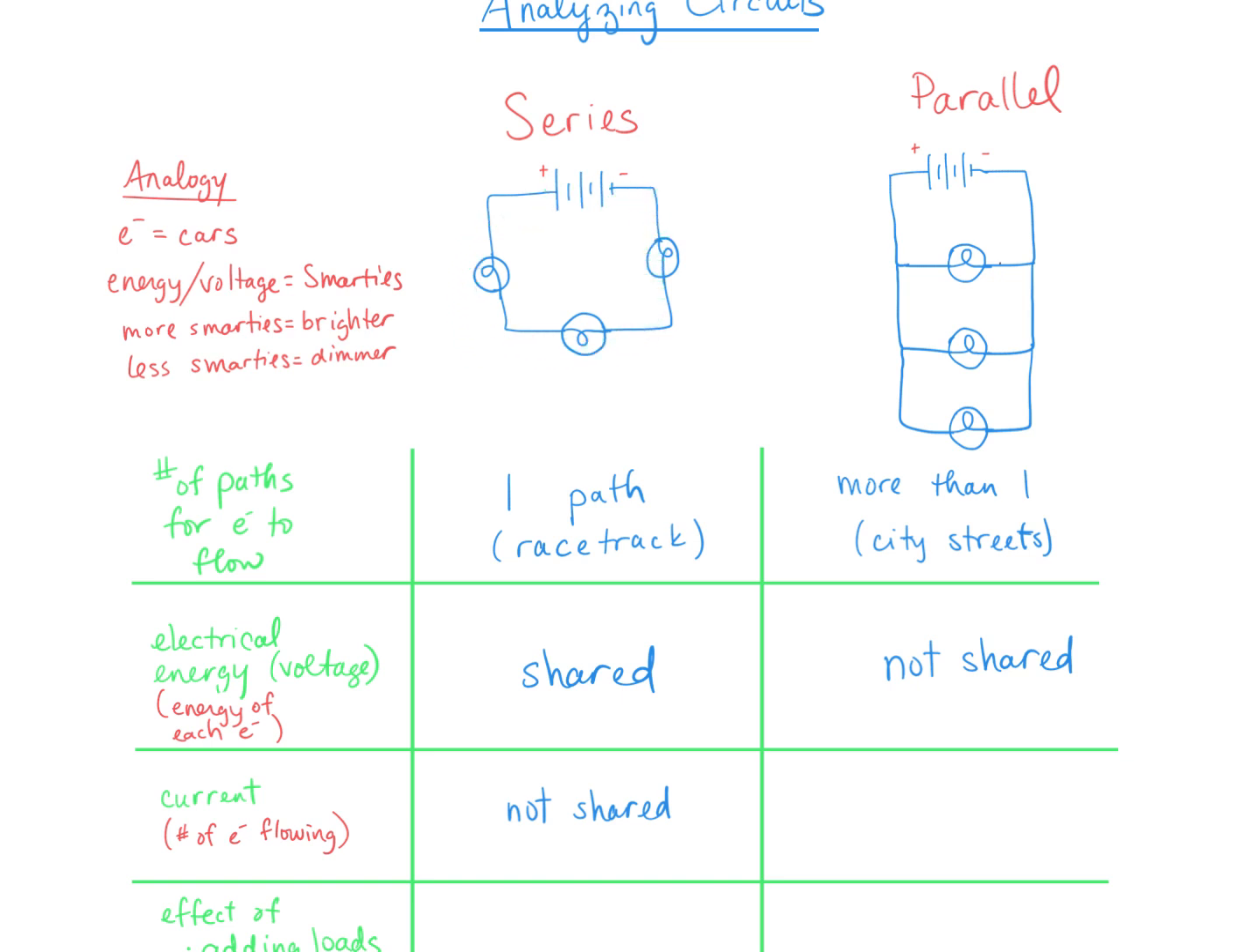Whereas in the parallel circuit, now think of the cars leaving here. The current is like the number of electrons flowing. Think of it as the number of cars. So all the cars that leave the battery, some of them go here, some of them go here, some of them go to the third bulb. And so that current gets shared. The number of cars splits up to follow each path. And so the current gets shared.